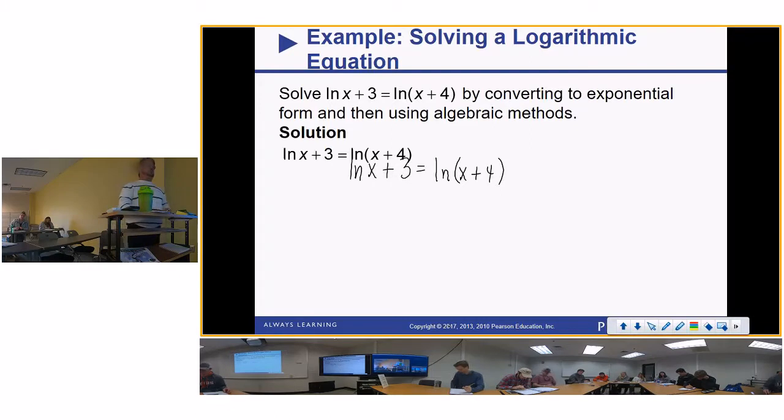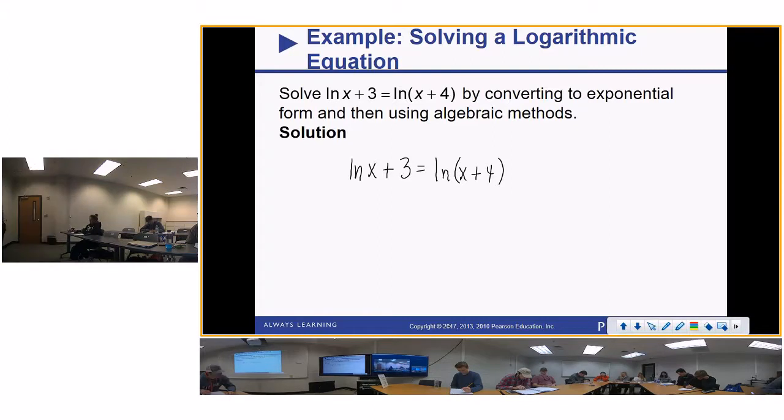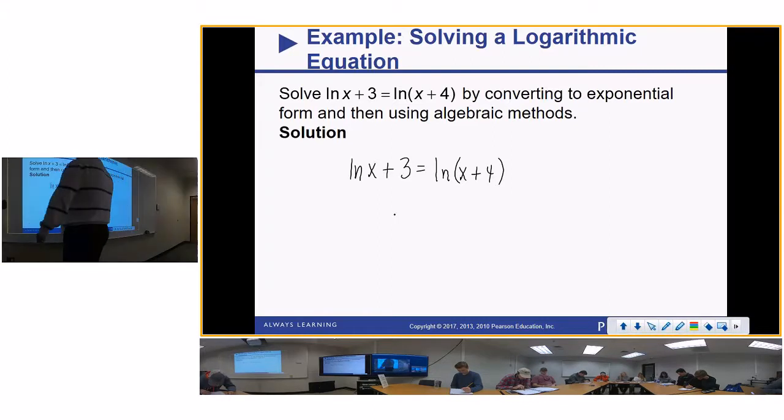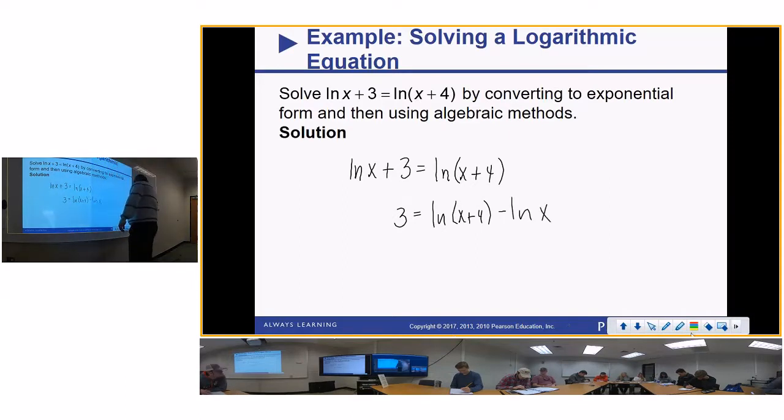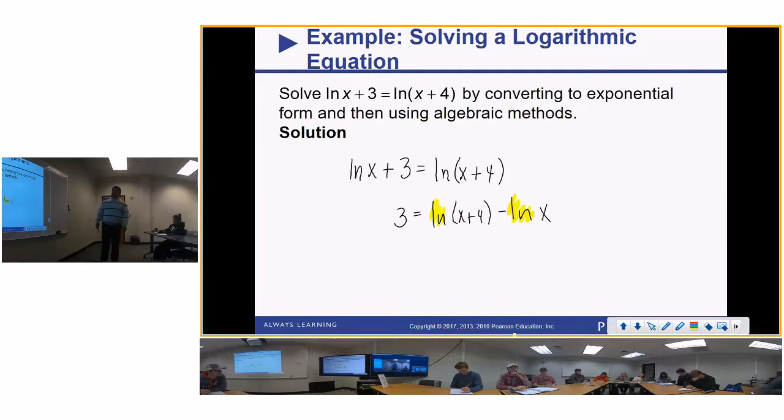And that's what they did. They didn't distribute, but natural log of x plus 4 minus natural log of x. So I'm going to go back and do that just to make sure they didn't distribute. Because now you've got 3 is equal to the natural log of x plus 4 and minus the natural log of x. Now what do we have? We have the same what? Same bases. So what can I rewrite the right side as?